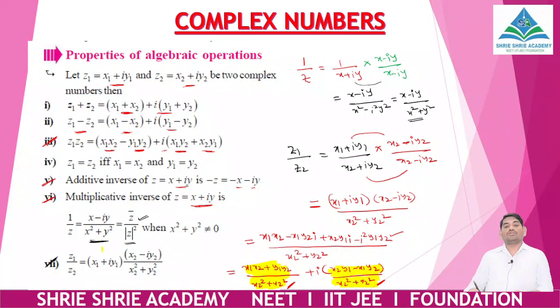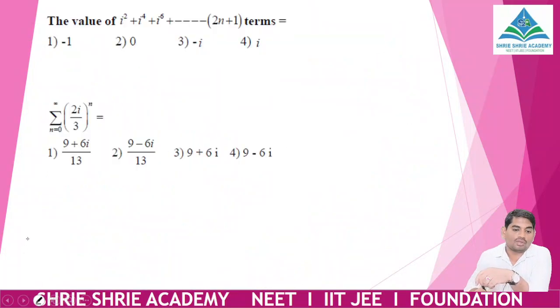Hope the concept of properties of algebraic operations is very clear. Then let me discuss some numericals. See the first question, the value of iota square plus iota power 4 plus iota power 6 plus and so on up to 2n plus 1 terms. Suppose I substitute n value as 1 here. If we substitute 1, what do we get?